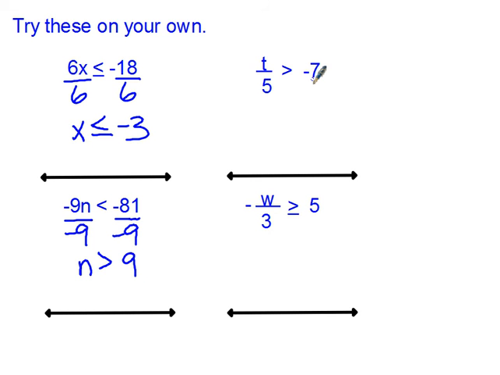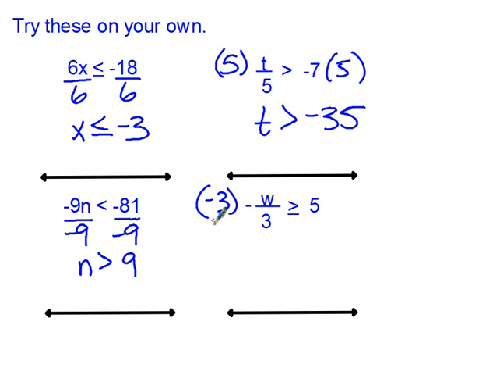t divided by 5 is greater than negative 7. This 5 does not have a hook, doesn't have a negative. So I multiply by 5, multiply by 5, t is greater than negative 35. This one, we have a hook. Now this negative is out here in front. Just kind of imagine it being on that 3. So whenever I multiply this negative 3, I'm going to have to multiply it by a negative 3, and that will make that positive. So I multiply this by a negative 3 as well. So these 3's divide out along with the negative. We end up with w not being greater than or equal to, but less than or equal to negative 15.